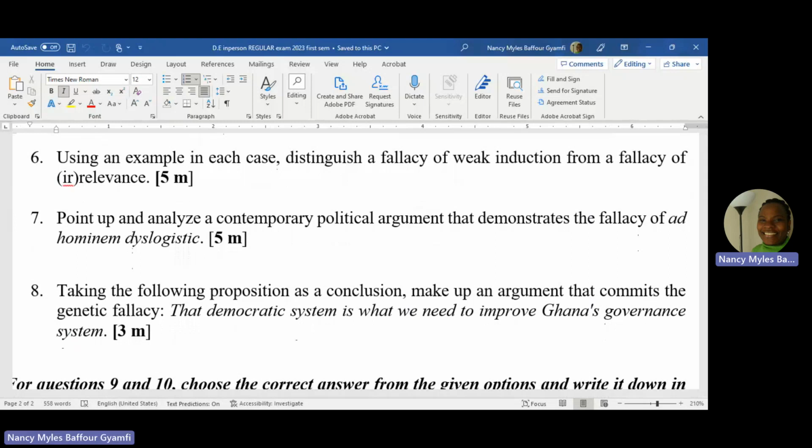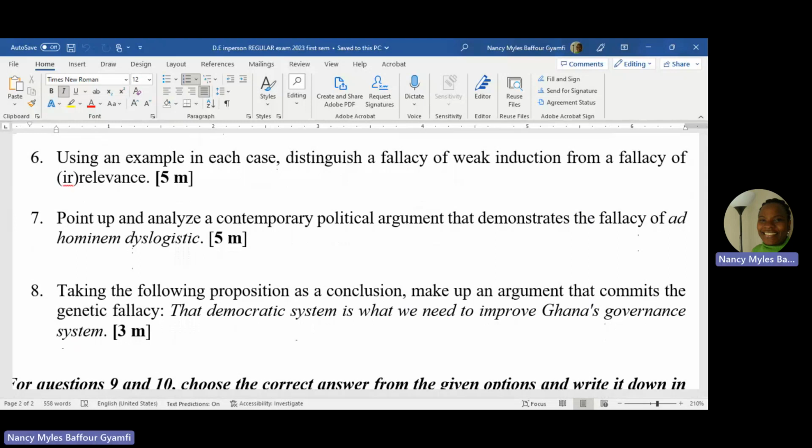That's a pseudoscience. Okay. The whole thing I've said is Unit 7. Using an example in each case, distinguish a fallacy of weak induction from a fallacy of irrelevance. If it's a weak induction, you don't have enough premises to ground the conclusion you are drawing. That's the error you find. That's the fallacy. It is weak.